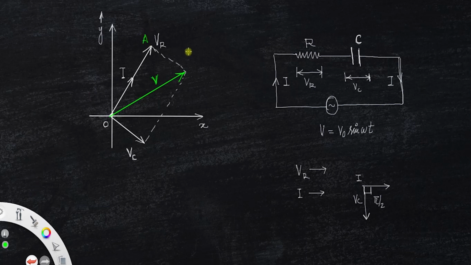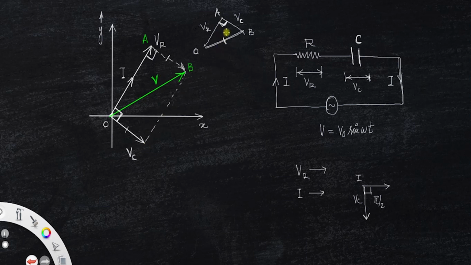Let's call this point A. Let's call this point B. And we know this angle is 90. Also this angle is 90. Current and VC are in a phase difference of pi by 2. Now if you take this triangle, that is OAB, this one is 90. We have this length VR, and this length AB. See, this length and this length are the same, so this will be VC. Clear? And the side opposite to this 90 will be the hypotenuse.